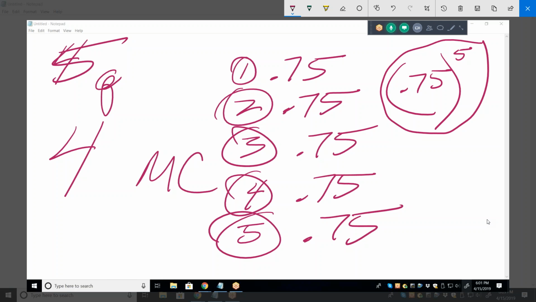Do you have a calculator? Yeah. What's 3/4 to the 5th power, or 0.75 to the 5th power? It's 0.237. Yeah, which means the odds of you getting at least 1 correct are 1 minus that.